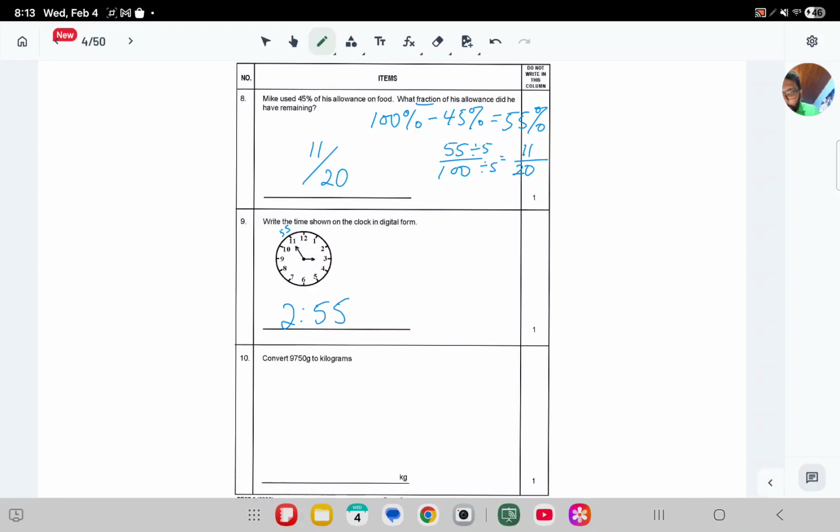Convert 9,750 grams to kilograms. We know that 1,000 grams is equal to 1 kilogram. So to convert from grams to kilograms, we divide by 1,000.